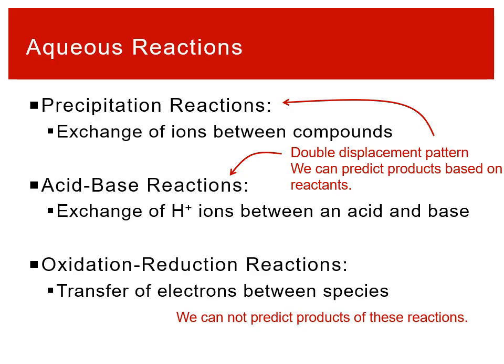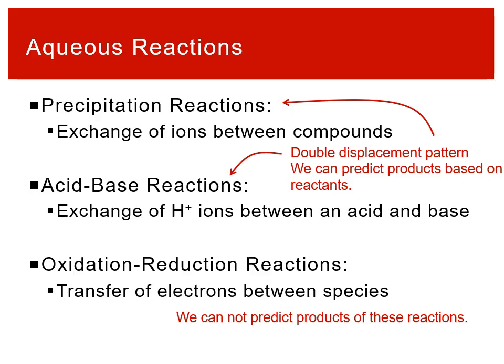Those are the 3 types of reactions that we can do. It's been a lot, but we started with precipitation reactions, where you exchange ions between compounds and form a solid. Acid-base reactions, exchange of H+ ions between acid and base, you make a water and a salt. Importantly, both of those reactions follow that double displacement pattern, which enables us to predict their products. Oxidation reduction reactions are then the transfer of electrons. We cannot predict the products, but we can characterize those reactions and see how electrons are flowing.